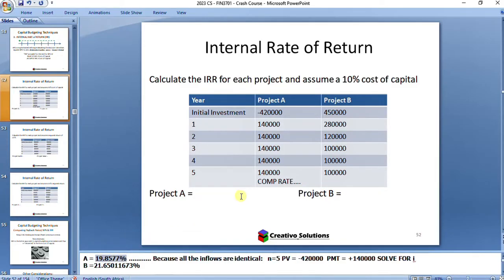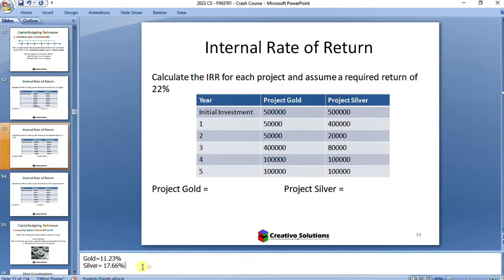Okay, again, please note these answers down. You can do the others as additional practice questions. That's the answer for A, and that's the answer for B, 21.65. There are a few more, but because you know how to work these out, I'm just going to reveal the answers. You can practice these in your own time. Gold's IRR is 11.23 and silver's is 17.66.